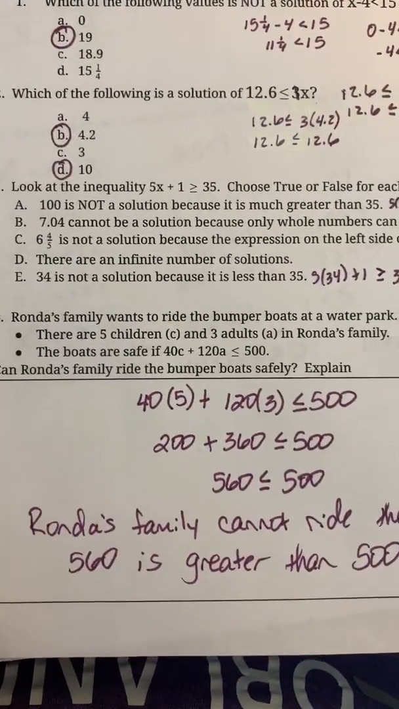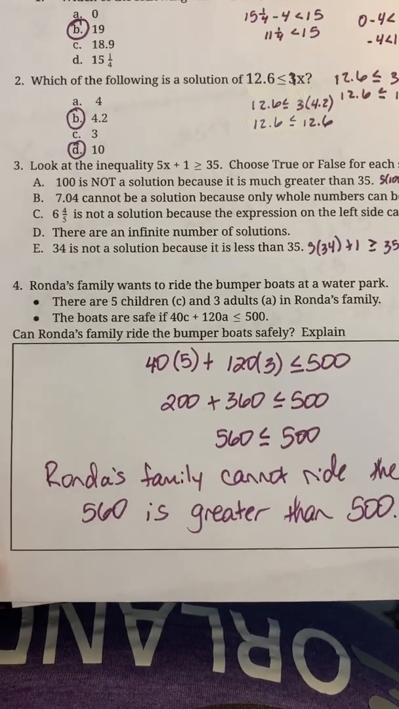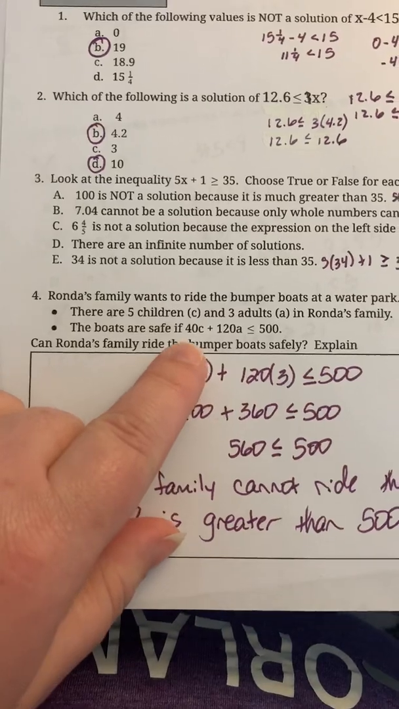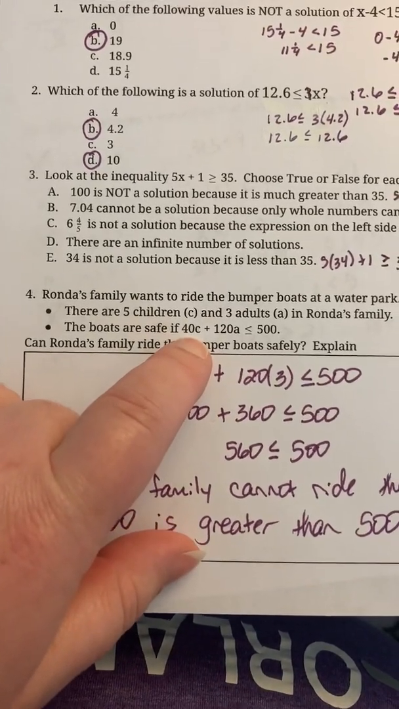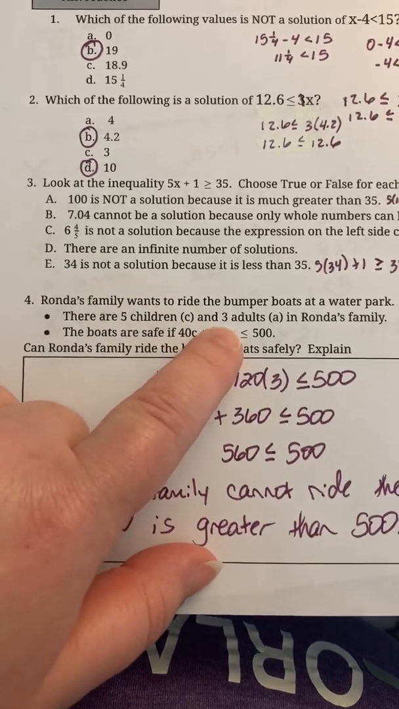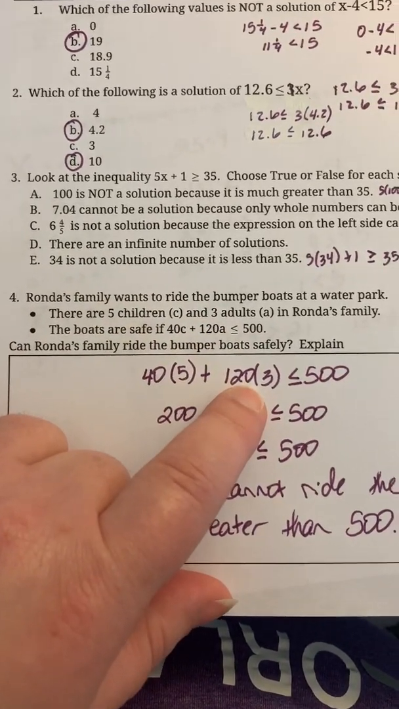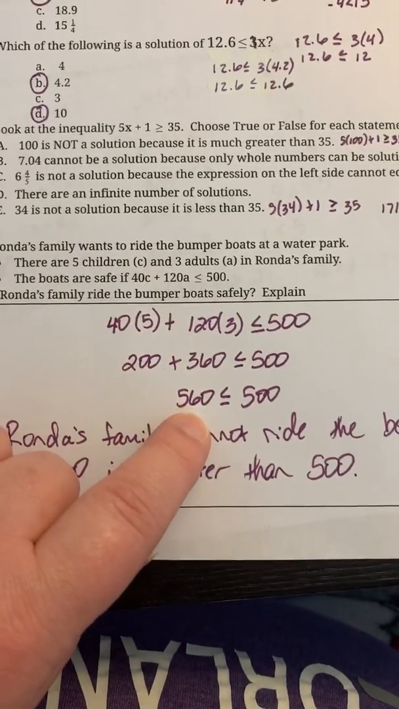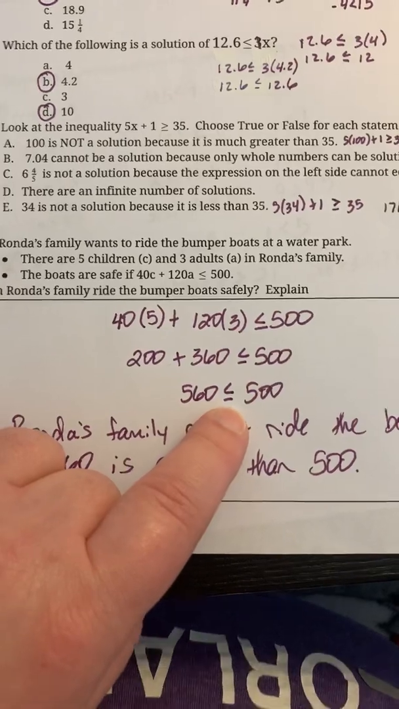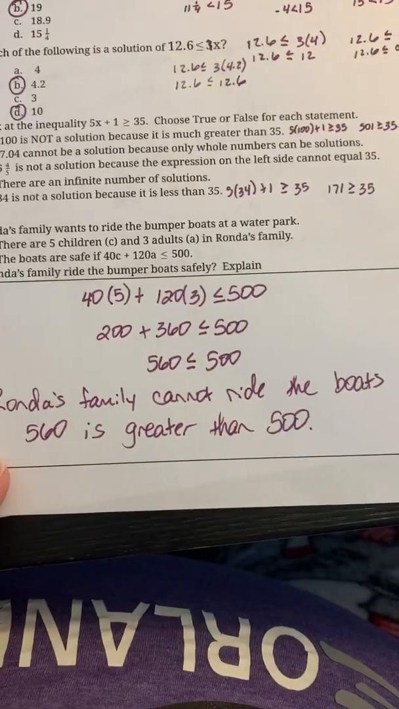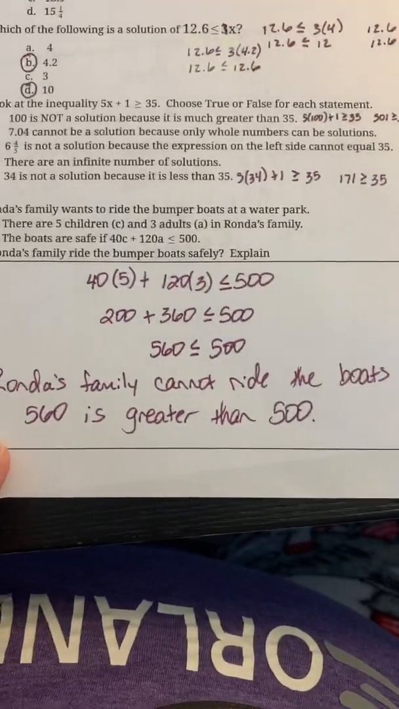Number 4, Rhonda's family wants to ride the bumper boats at the water park. She has 5 children and 3 adults in Rhonda's family. So I took 5 children, put it in for C, and got 40 times 5 equals 200. And I took 3 adults and put it in for A, so 120 times 3 is 360. Add those together and we get 560 is less than or equal to 500. That is not a true statement. So Rhonda's family cannot ride the boats because 560 is greater than 500.